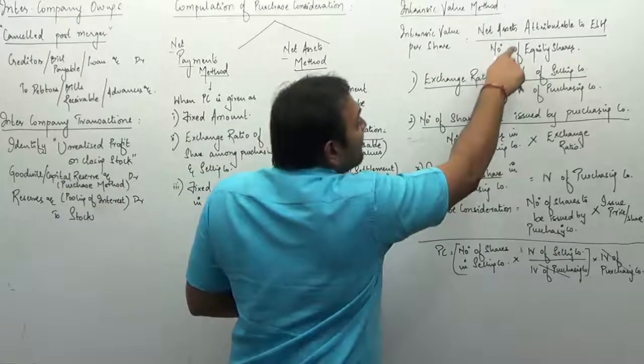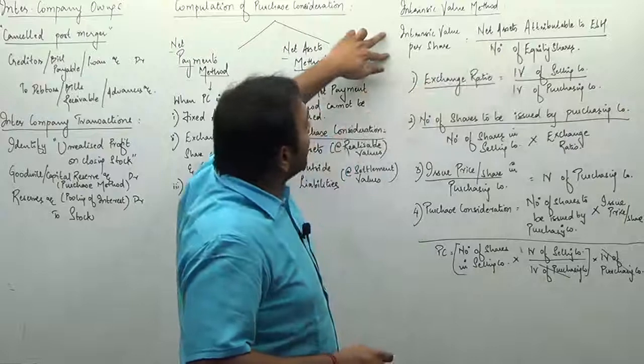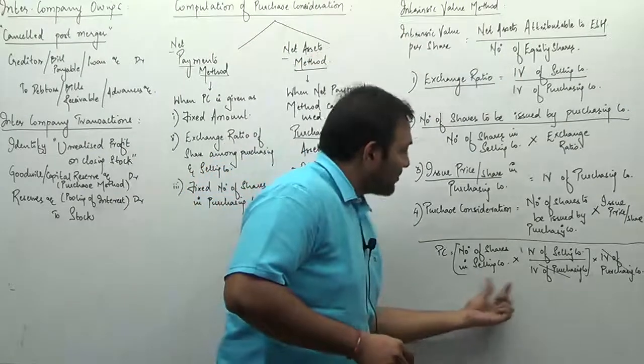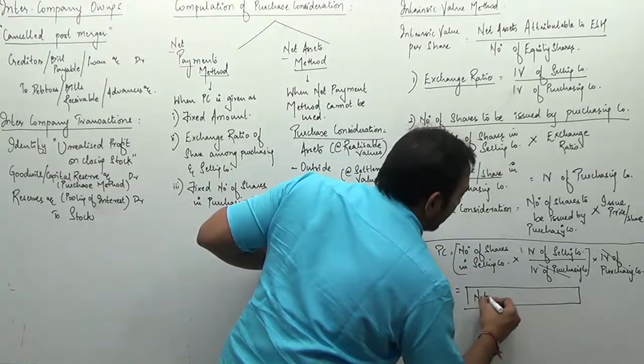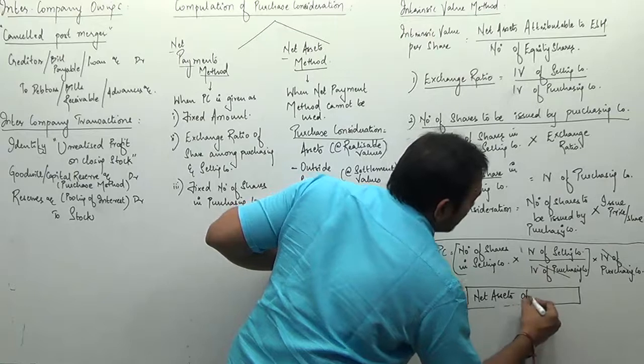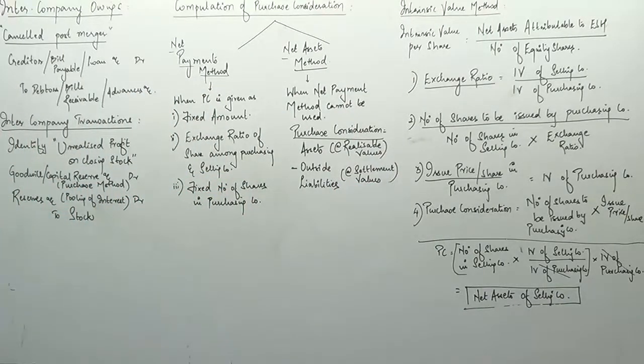Intrinsic value is net assets divided by number of shares. If the number of shares is pushed to the other side, then net assets attributable to equity shareholders is equal to intrinsic value multiplied by number of shares. This PC will always be equal to net assets of selling company. Remember the logic always. Intrinsic value method, whenever you solve, your PC should be equal to net assets of selling company. Deriving the answer is not necessary, guys. You can just write down PC is equal to net assets. PC should be equal to net assets of selling company. That is the logic from intrinsic value method.